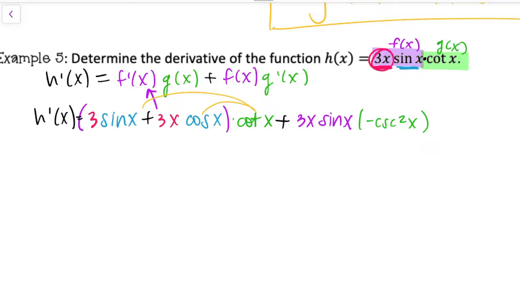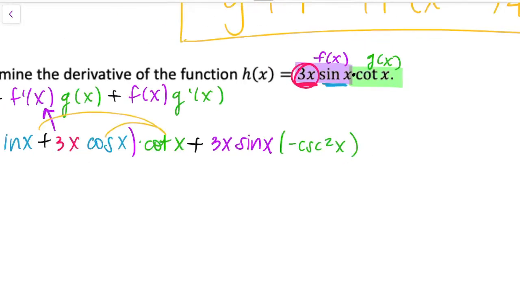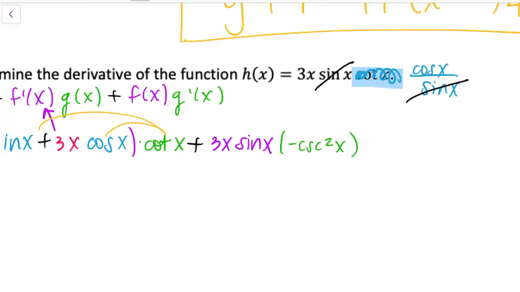But let's go back to the beginning. If we look at this, we've got sine times cotangent. What is cotangent? It is cosine over sine. What happens when you have sine times cosine over sine? Your sines cancel. So h of x is really 3x times cosine of x.